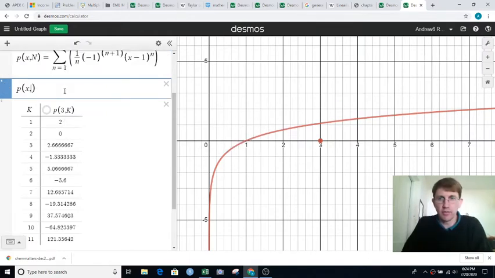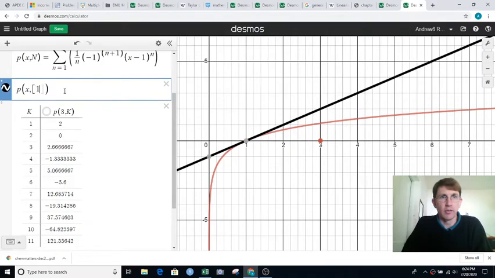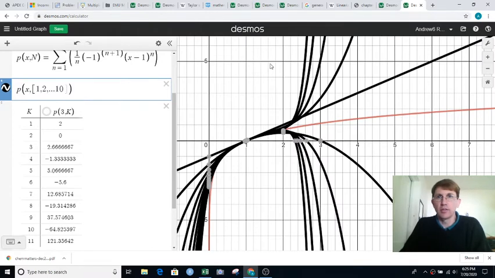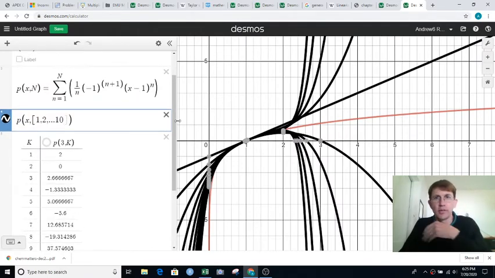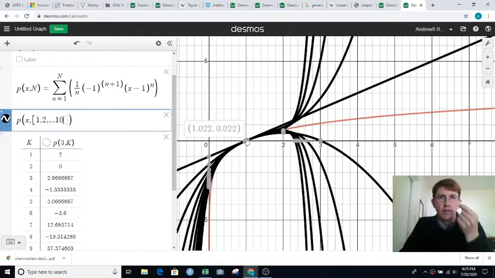We can try something fancy here and say 1, 2, dot dot dot, 10. And that shows us the polynomials of order 1, 2, 3 up through 10. And here was the second order, here was the first order. But the higher and higher order it is, the more curved this gets and the larger the value at 3, which means we're getting worse answers. So apparently we can't trust this Taylor series for log with c equals 1 to give us good answers at x equals 3, which is kind of disappointing.